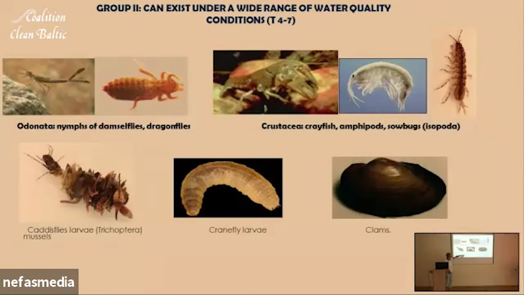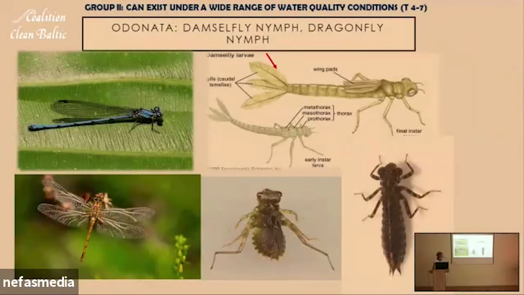And cranefly larvae. Cranefly, do you know cranefly? Diptera. Diptera, like a big mosquito, which has long legs and 2 wings. So somewhat related to mosquito. And here the clams, mussels and clams are the bivalve mollusks, which also enter into this group, organisms which can live in various waters. And here is how the larvae of Odonata, dragonfly, look.